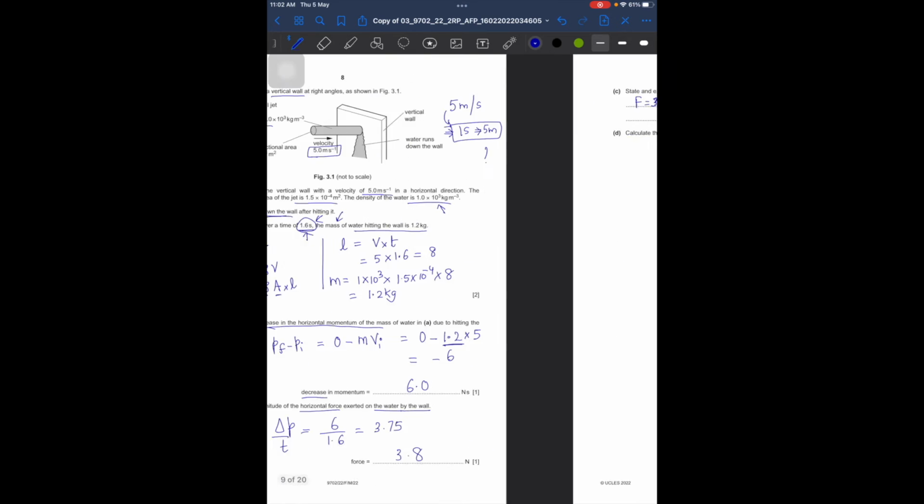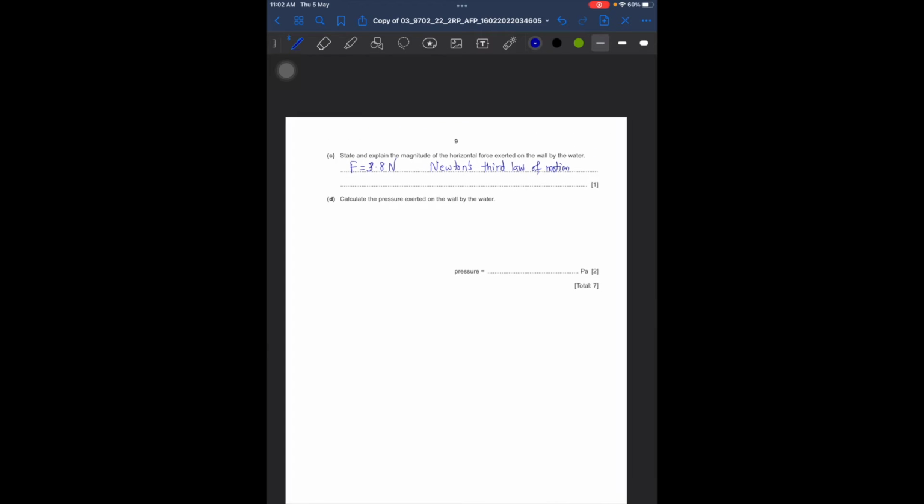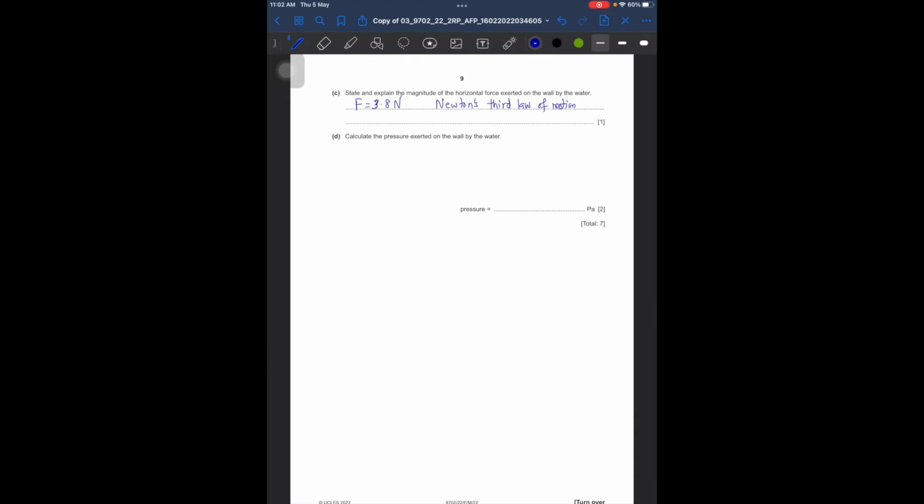Yeah, was it 3.8? Yes. So what's the reason? Obviously our well-known Newton's third law of motion. What it says, every action has an equal and opposite reaction. You can go ahead and write that, but it's only for 1 mark, so that should not be a problem.